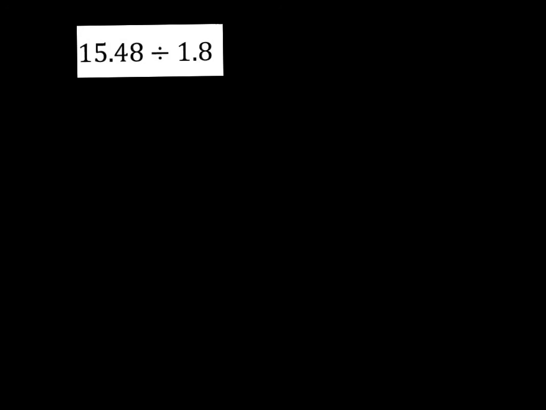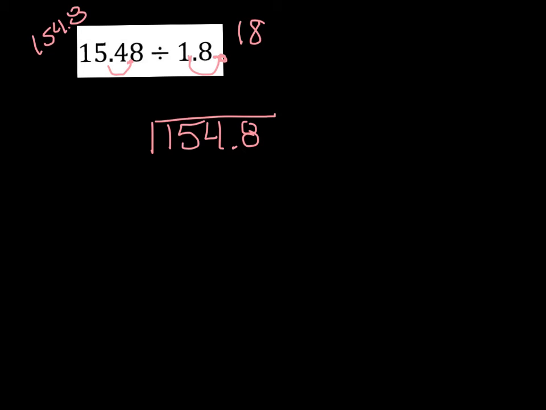So the first thing you should notice in this problem is that we need to move the decimal out of the divisor to make it a whole number. So now I have 18 on this side. So what I do to one side, I have to do to the other, so I also need to move this because we have to keep it balanced. So now this becomes 154 8/10. So now we need to write this in long division, 154 and 8/10 divided by 18.